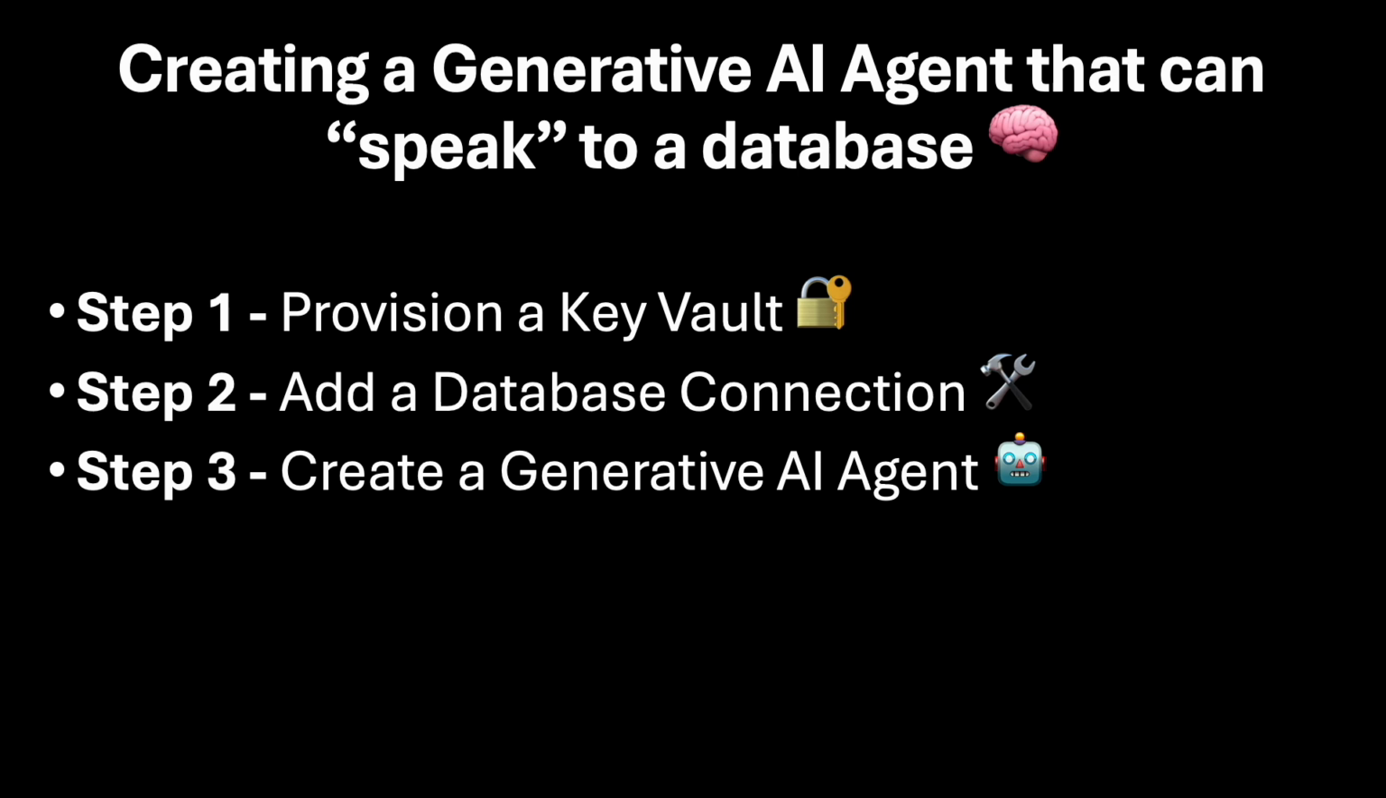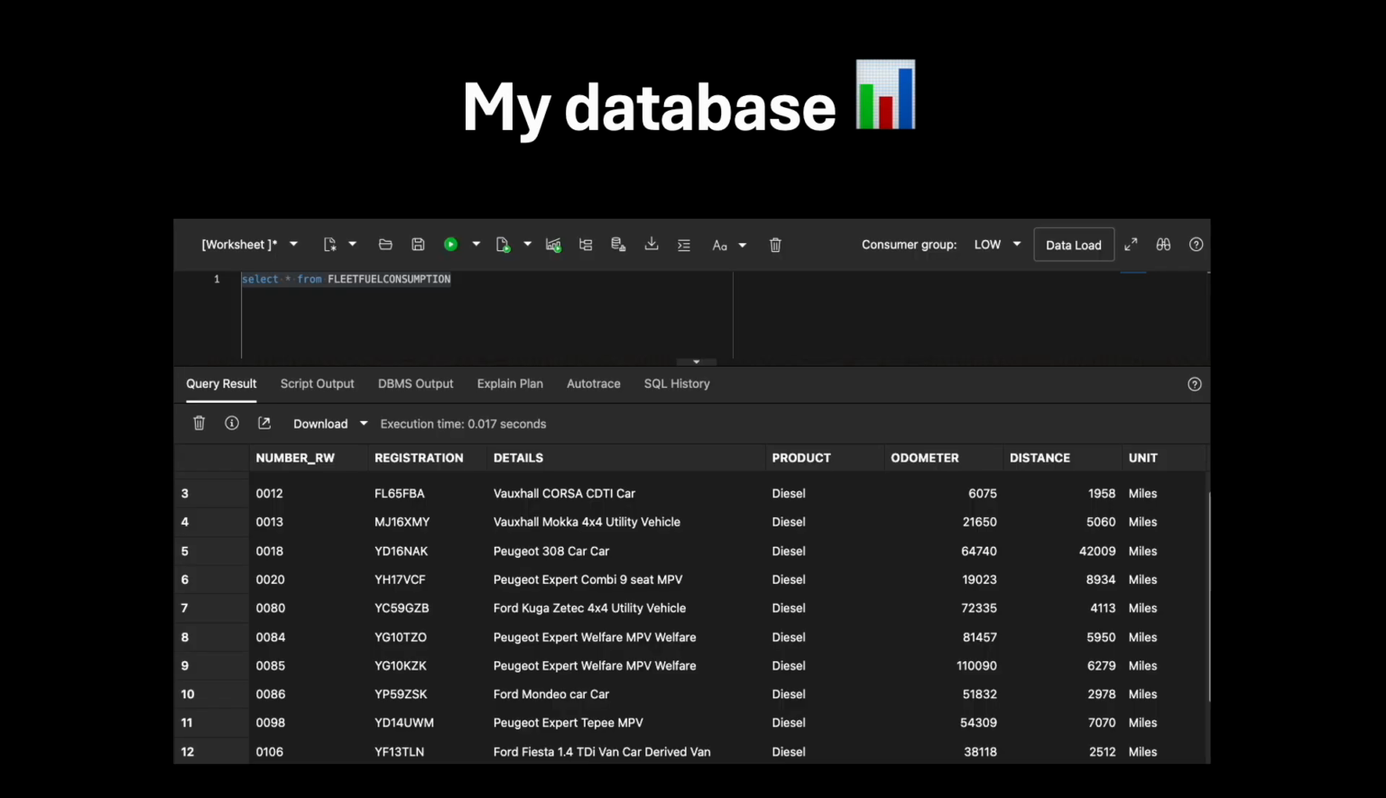The purpose of the key vault is to ensure that the credentials are stored encrypted and that the application doesn't have access to it. Now, the database that we'll be using for this demonstration is a database table that contains information about a fleet of various different vehicles, including information on the make, model, the type of fuel that's used, the distance travelled, and the odometer reading.